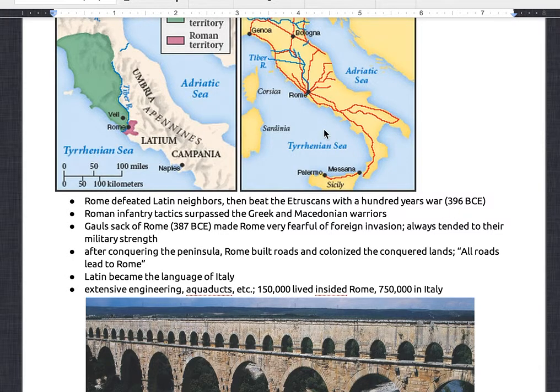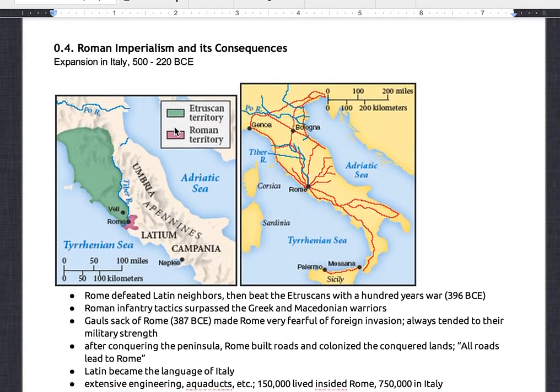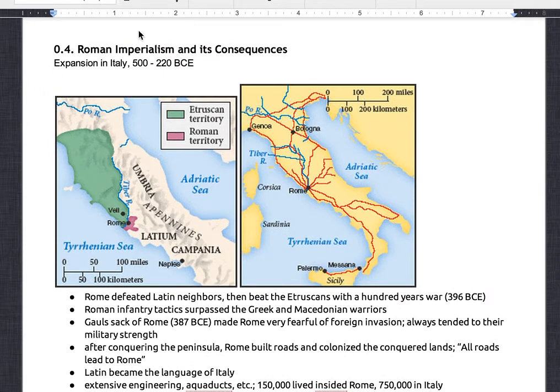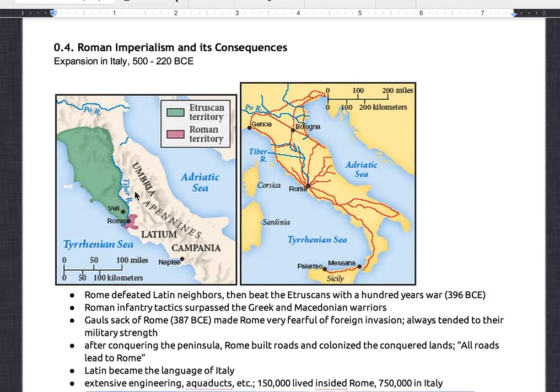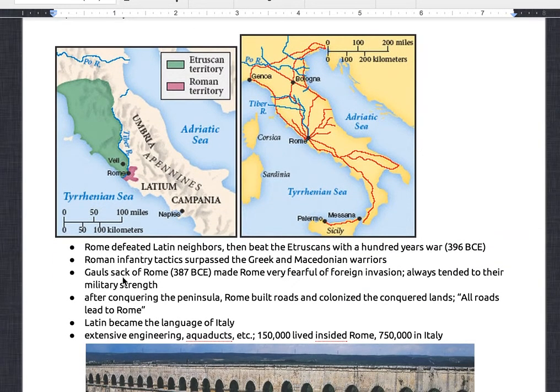the Gauls, and we remember that the Gauls, they don't quite show in this map, but the Gauls are to the north of the Alps in what mostly is what we call France today. They sacked Rome, and sack is just a word that means they invaded and pillaged Rome, the city itself. So they were always very careful to tend to their military strength.